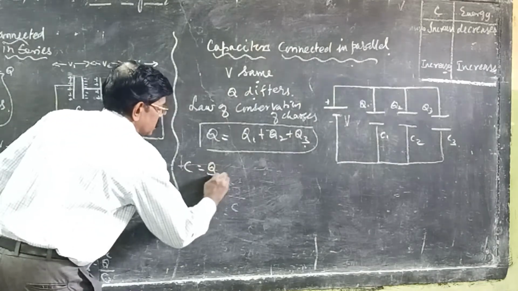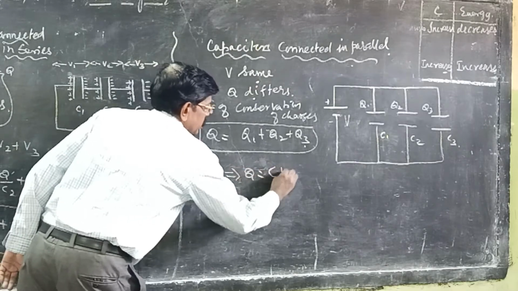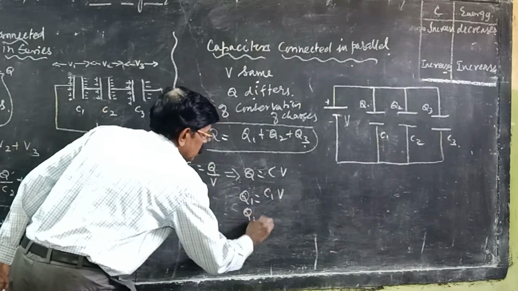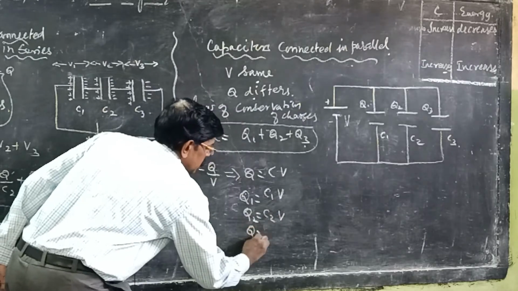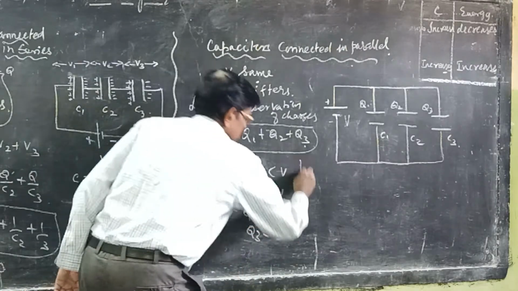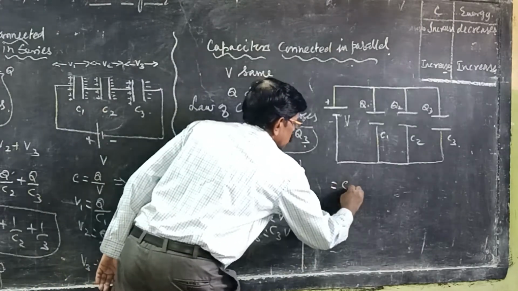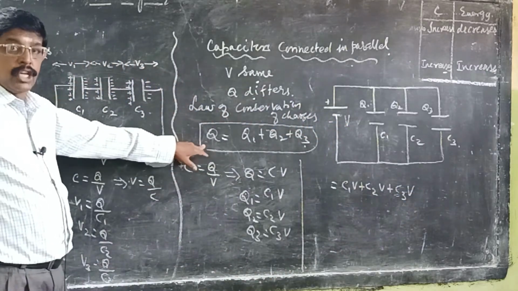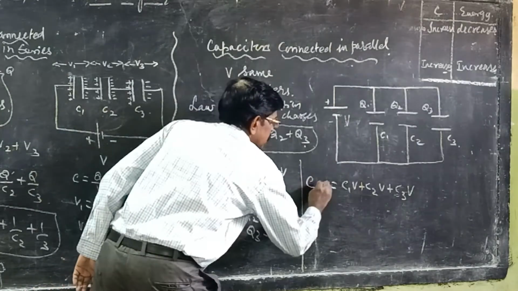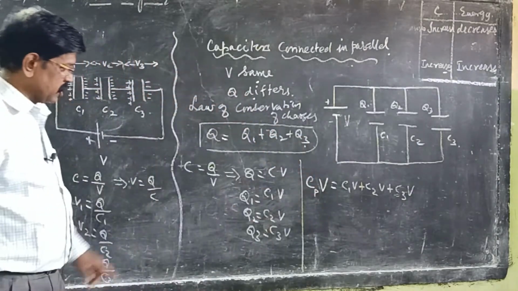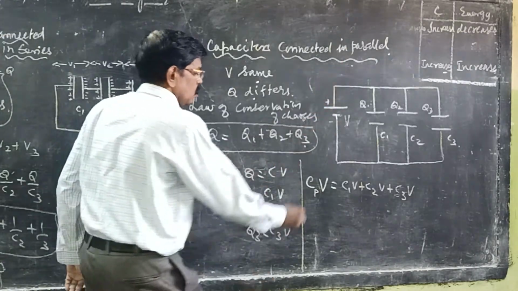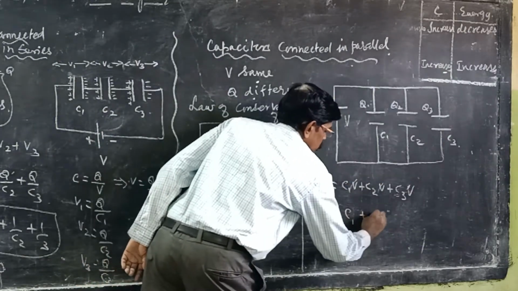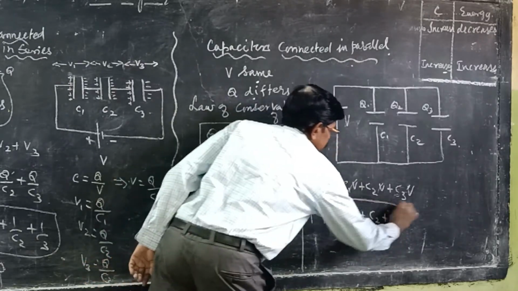C equal to Q by V. This implies Q equal to CV. So what is Q1? Q1 equal to C1V, Q2 equal to C2V, Q3 equal to C3V. If you substitute here, C1V plus C2V plus C3V, because V remains constant. What is on the left hand side? Q, which is nothing but CV. If you want, we can mention CP, P for parallel connection. V is common, isn't it? So we can cancel out V. CP equal to C1 plus C2 plus C3, direct addition.